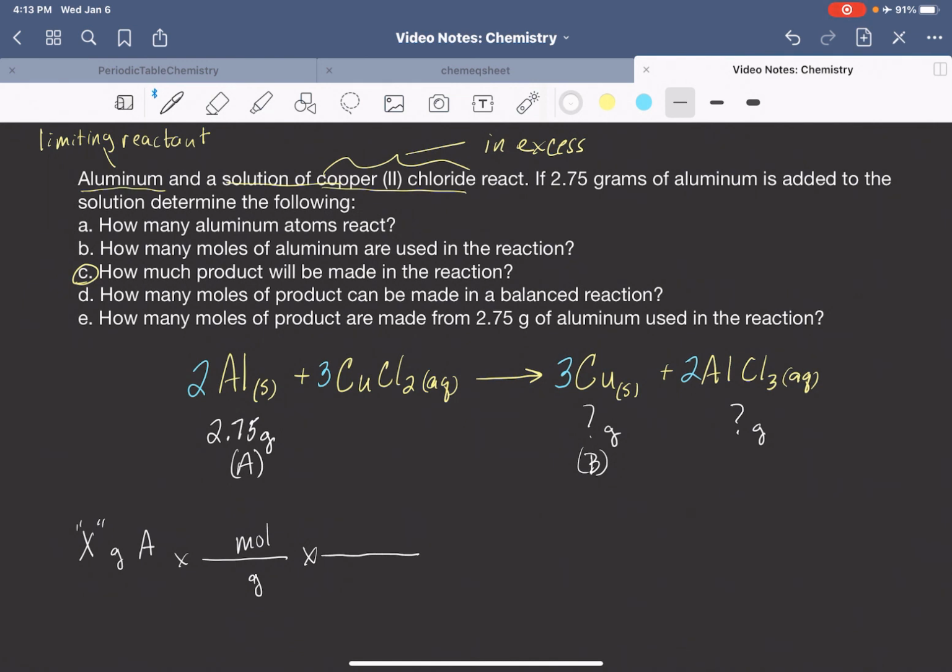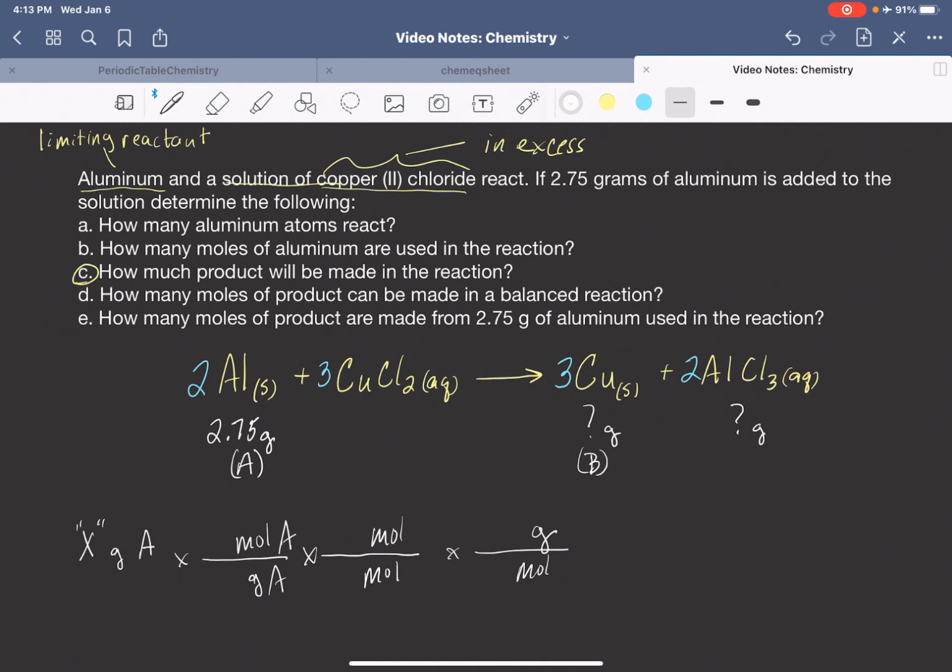And we're going to go grams of A, which is right there, to moles of A, which will be this substance here. I didn't mean to circle the two. We're going from grams of A to moles of A. In this case, A is our aluminum, but don't worry about that right now. So you've got grams to moles, and then mole to mole, and then mole to gram.